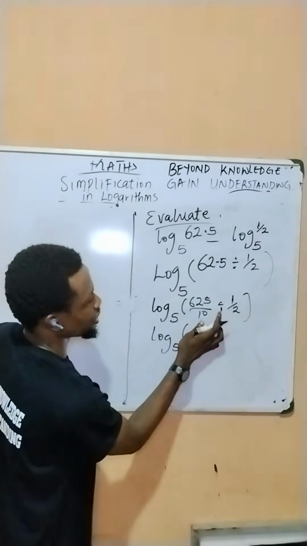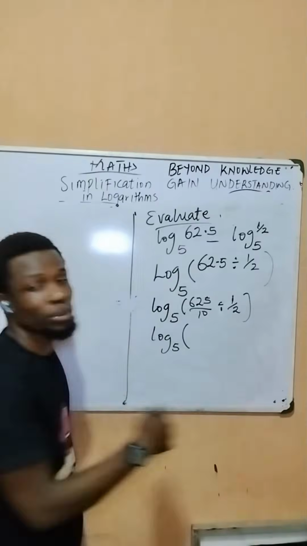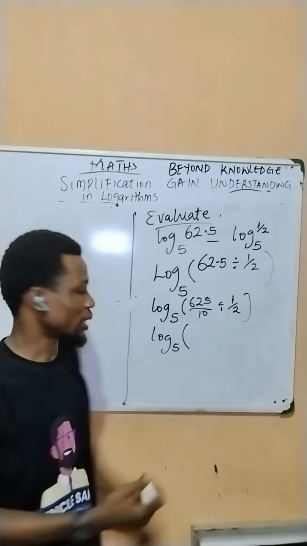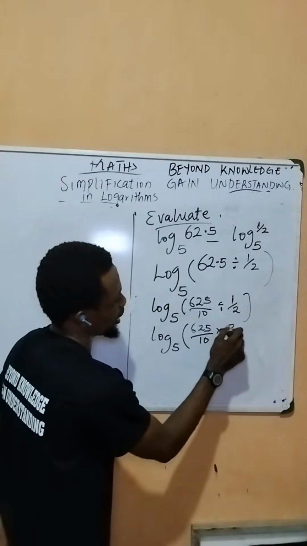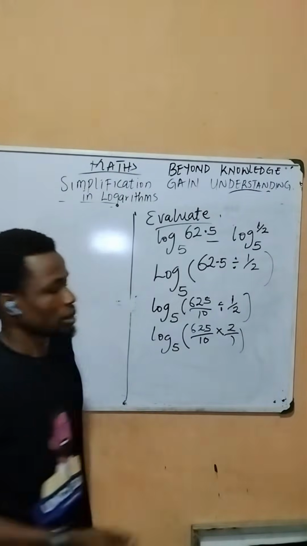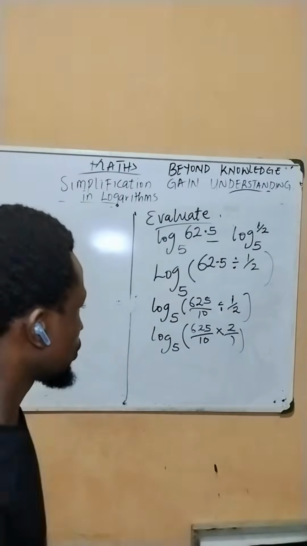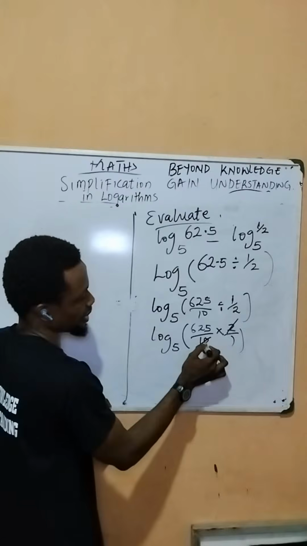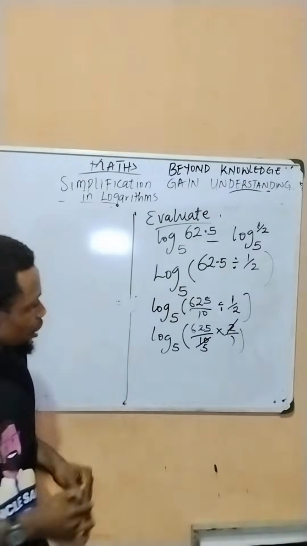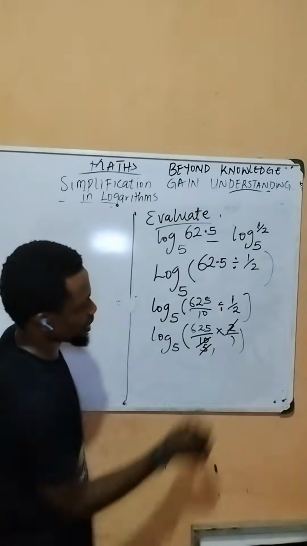And once it changes, this 1/2 will be inverted. The 2 comes up, the 1 goes down. So this becomes 625 over 10 multiplied by 2 over 1. So this is what happens. And once you've gotten to this point, these two divide itself and divide 10 to give us 5. And then we can go on to divide. 5 divided by itself gives us 1.